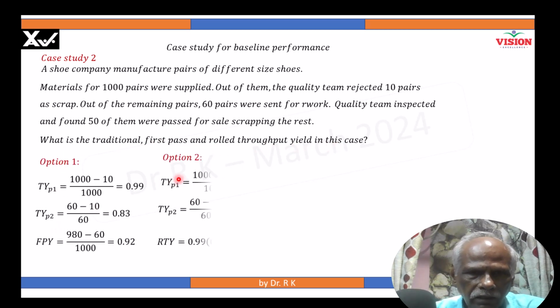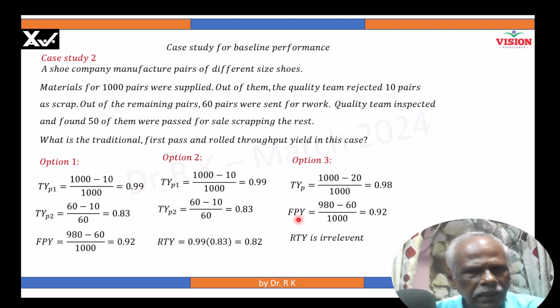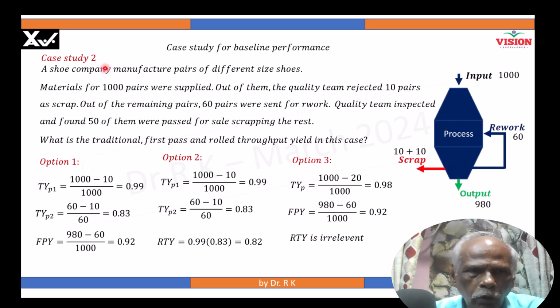So option 1 is given here, option 2 is given here, option 3 is given here. Here again only first pass yield is relevant. RTY is irrelevant because there is only one step involved. I will show the figure here. 1000 pairs for the input, and 10 items were scrapped in the first stage, and then 60 of them were sent for rework, so another 10 were scrapped here, and therefore 10 plus 10, 20 is scrapped. Therefore output is 1000 minus 20 is 980. Therefore 980 by 1000 is the traditional yield, and first pass yield is 980 minus 60 by 1000, 0.92. So option 3 is the correct answer.